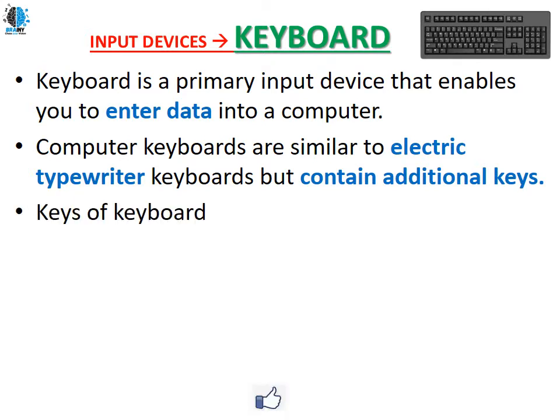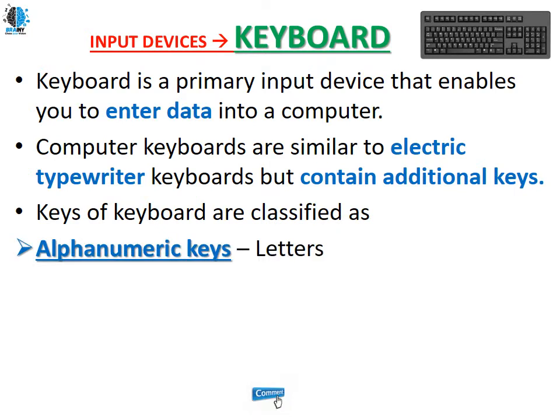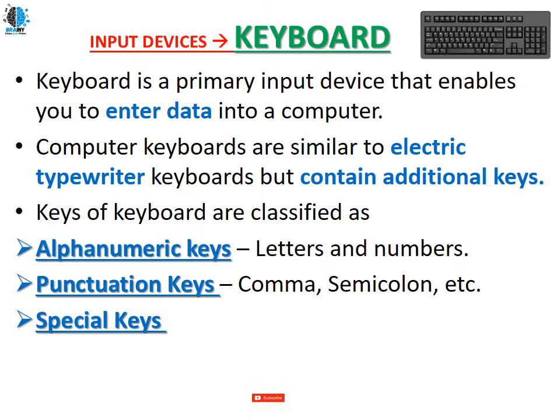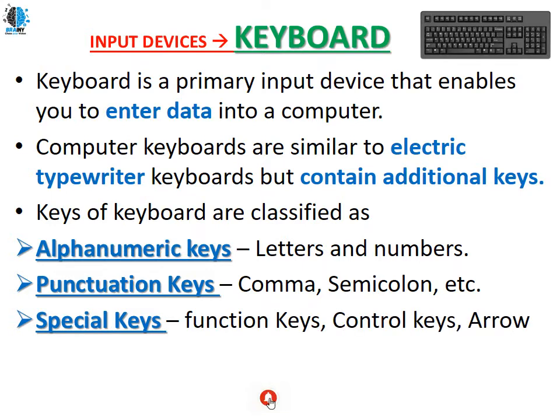The keys of keyboards are classified as alphanumerical keys, meaning letters and numbers; punctuation keys, meaning comma, semicolon, etc.; and special keys, which include function keys, control keys, arrow keys, etc. So this is all about our keyboard.